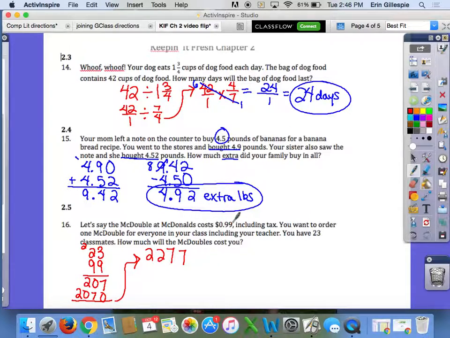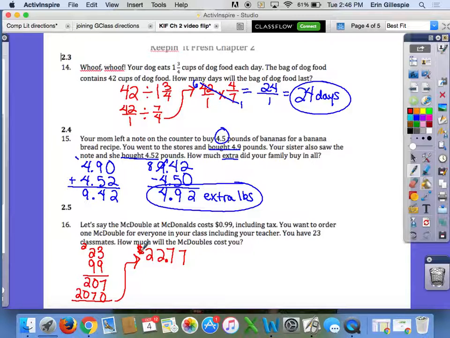Remember, there needs to be 2 numbers after the decimal. What is this? How much means dollars, so $22.77.